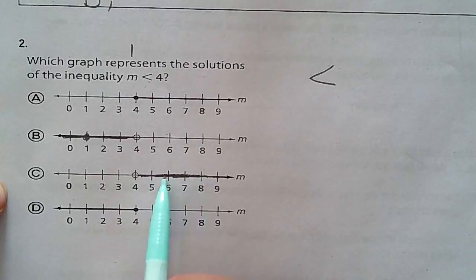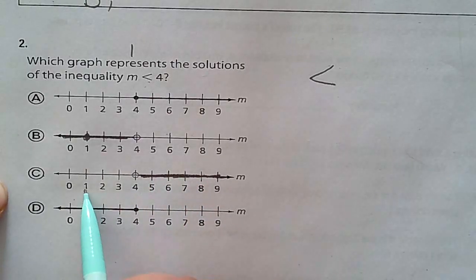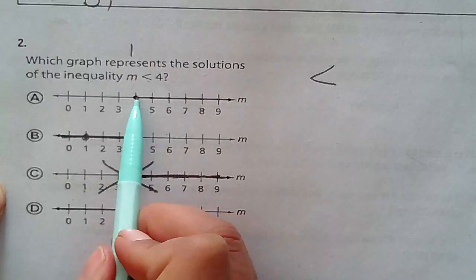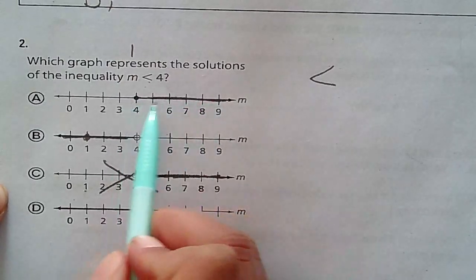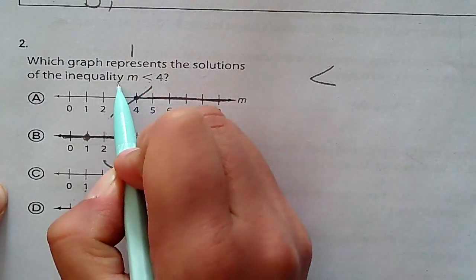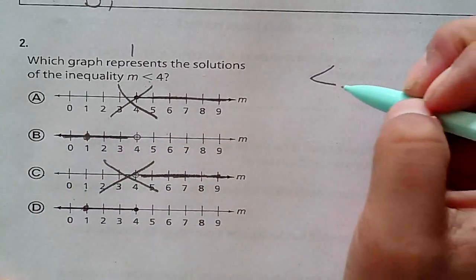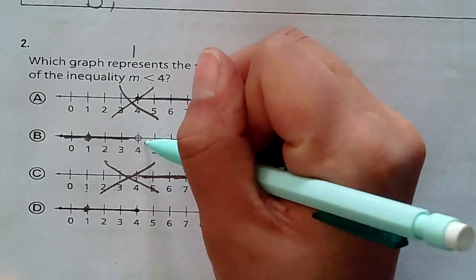This one is going this way. It does not show 1, so I can automatically cross this one off. This one is going to the right, does not show 1 as a possible solution, so I can cross it off. D is showing 1 as a possible solution. So it's either B or D. So now I'm going to look to see, what is the circle?